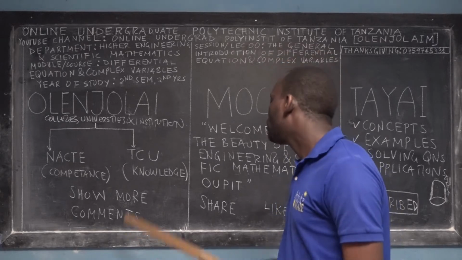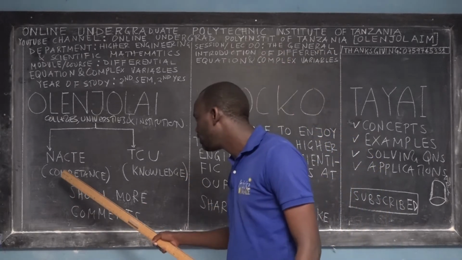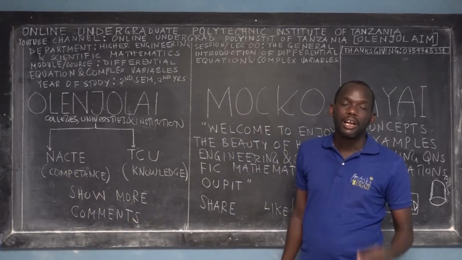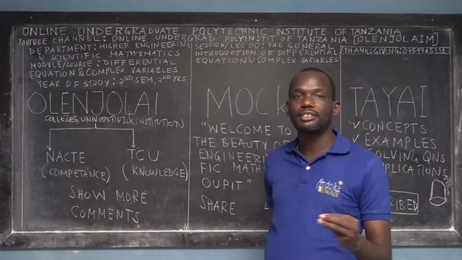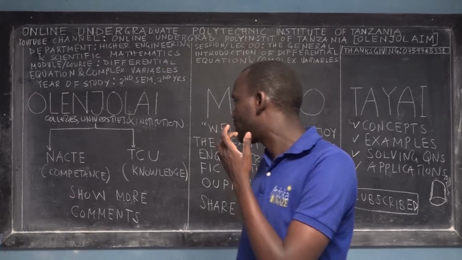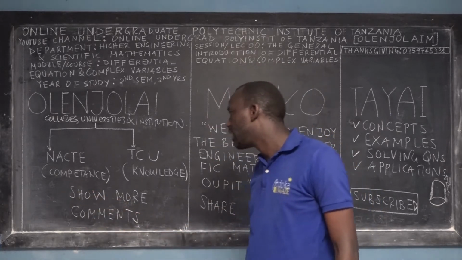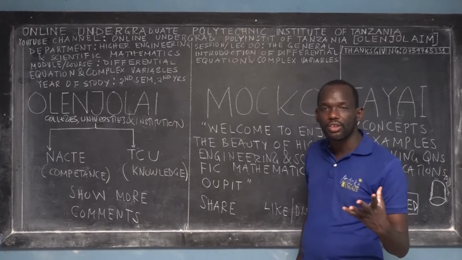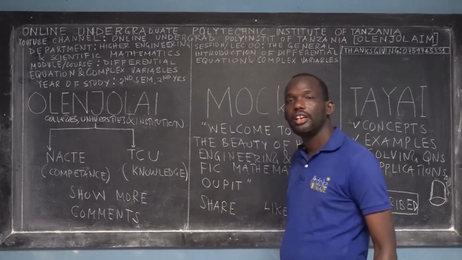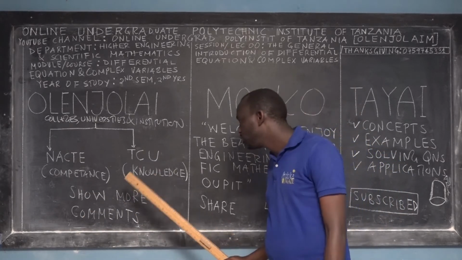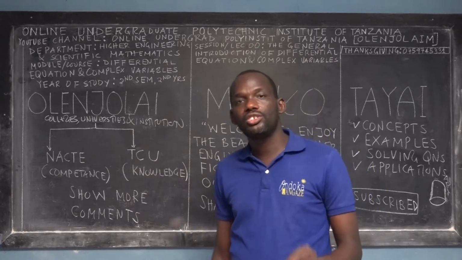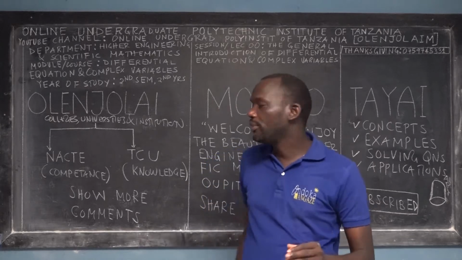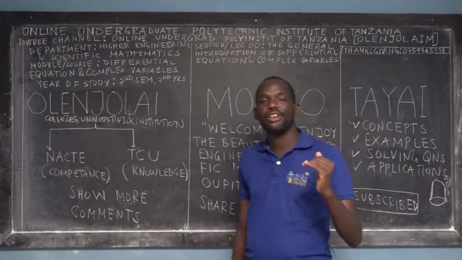Okay? And also TCU. For example, the National Institute of Technology is under NACTE, Arusha Technical College is under NACTE. So we have several institutions under NACTE. Those are just examples. Karume Institute of Technology and Science is under NACTE, etc. Then you have TCU, the Tanzania Commission for Universities. This focuses on all the universities under this government authority.